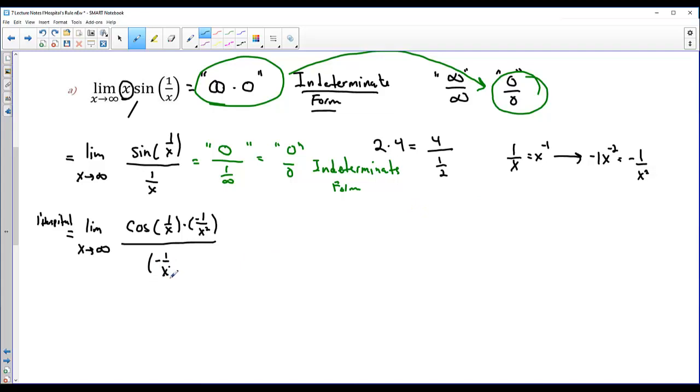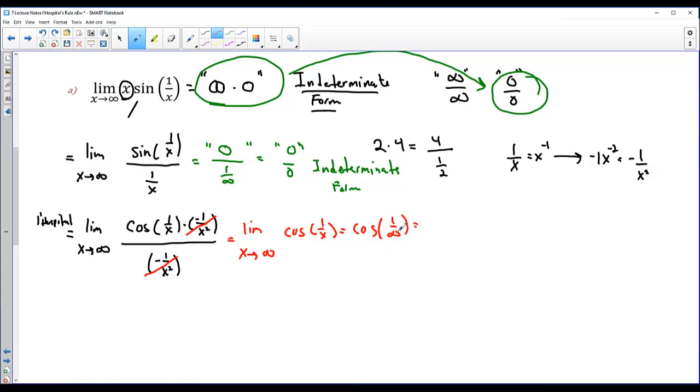And then what's nice is that you have the same thing on top and bottom, and you're multiplying here. So what can you do with these two terms? You can just cancel them out. So these two terms are gone. And so this is going to be equal to the limit as x goes to infinity of cosine of 1 over x. And now we plug in infinity again, and we get cosine of 1 over infinity.